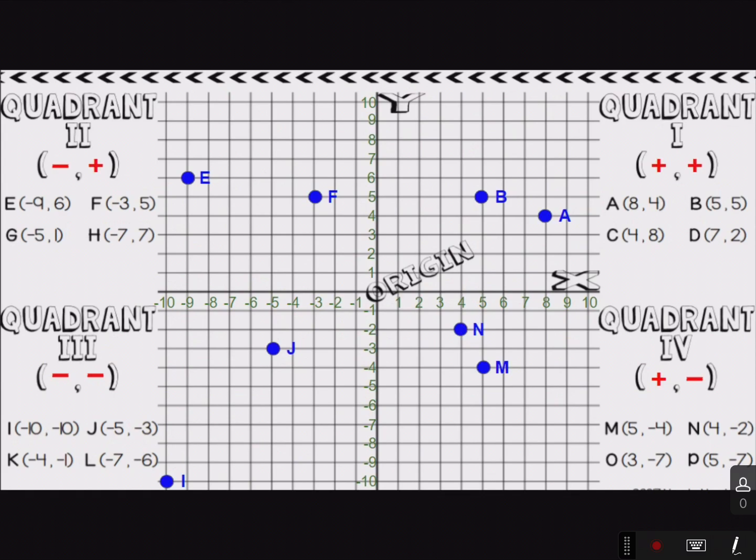Remember, the ordered pair is just a set of directions on how to get to some place. Think of it as how to get to places in Kermit. Kermit is set up like a coordinate plane, lots of grids, the roads intersect, and you would have to talk about street corners and intersections.